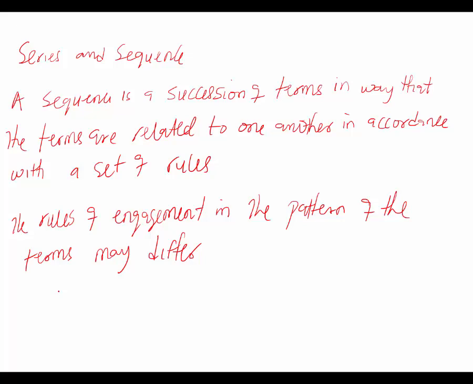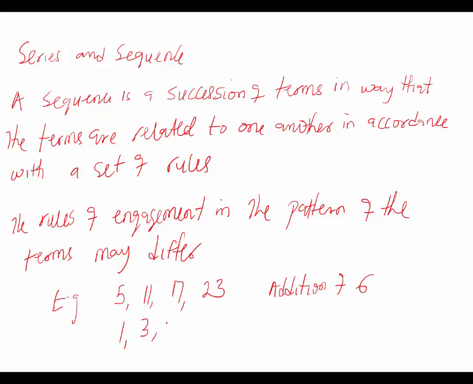Now let's take for example, when you have 5, you have 11, you have 17, you have 23. Now the rule that is being used here is addition of 6, meaning if you have one number, just add 6 to it for you to be able to get the next number.